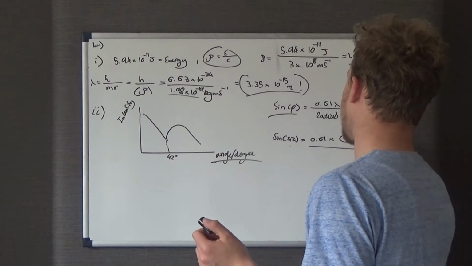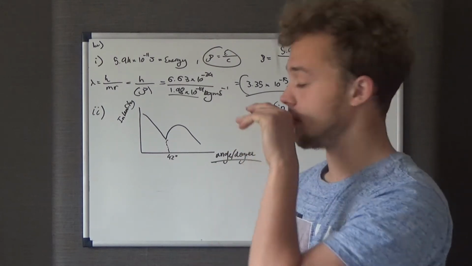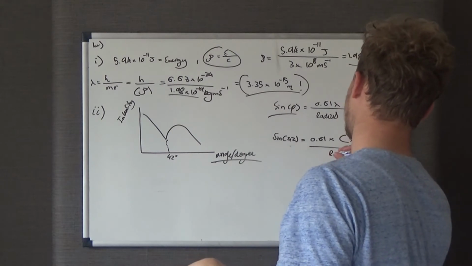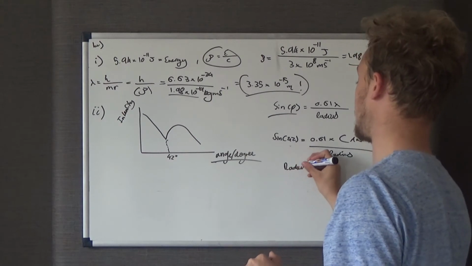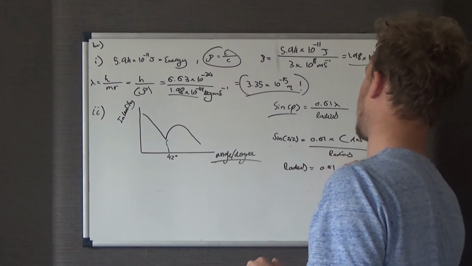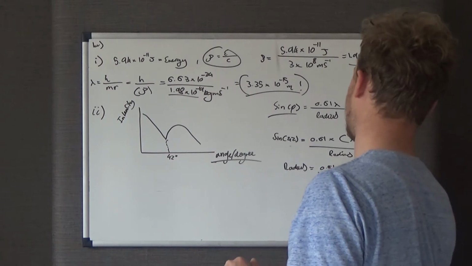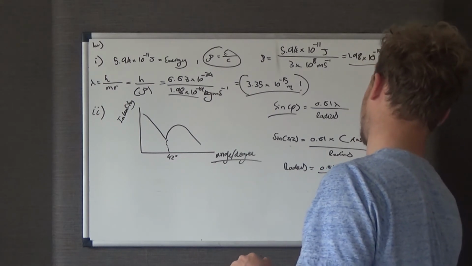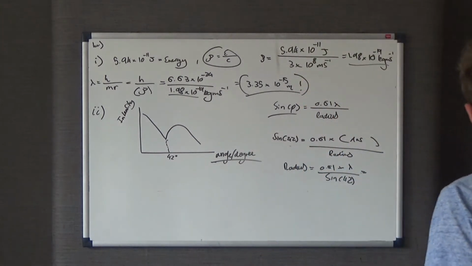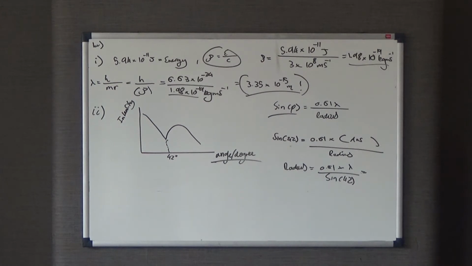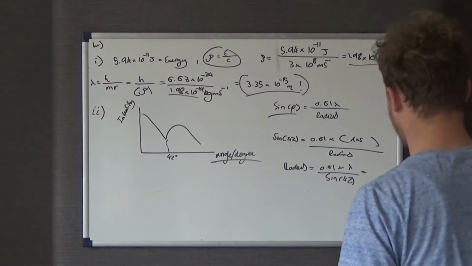So basically you put in the 3.3 times 10 to the minus 15 metres over the radius, which you don't know. Rearrange to get the radius as the subject, so the nuclear radius is what you want to work out. It's 0.61 times the wavelength over the sine of 42, where your wavelength is 3.3 times 10 to the minus 15 metres. Shove that all into your calculator and you should get an answer of about 3.1 times 10 to the minus 15 metres.